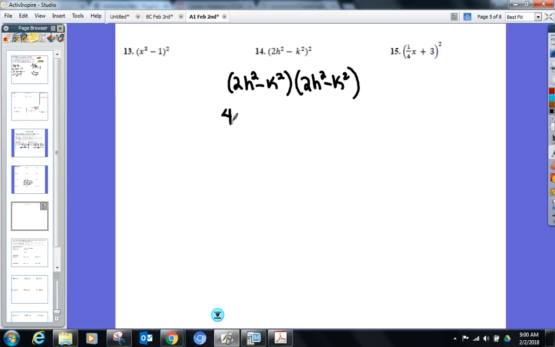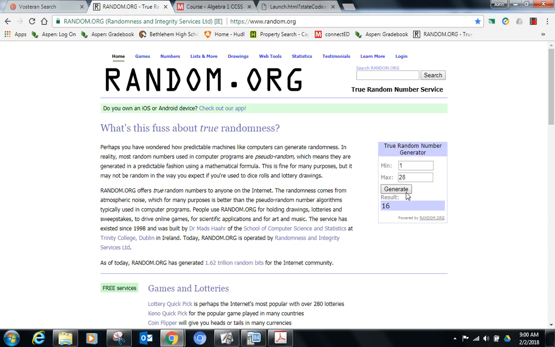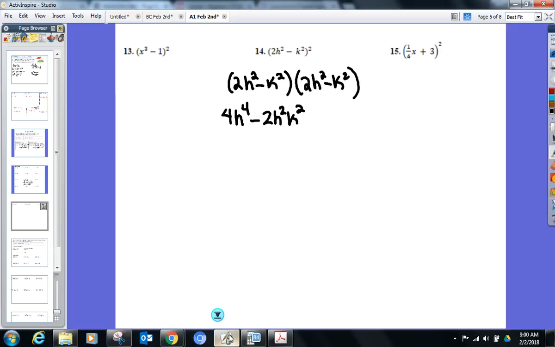So it'd be 4h to the 4th. Nice job. And negative 2hk, h squared k squared. Nice. All right, you want to continue it? What are you going to distribute next? Watch out, negative. Everyone, negative. So it'd be negative 2k squared h squared. Yep. And then positive k to the 4th.